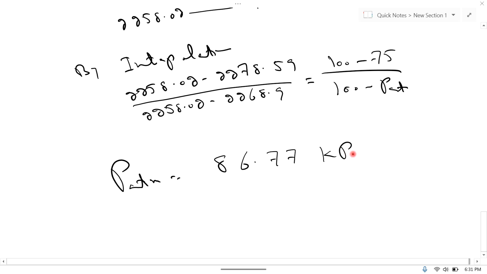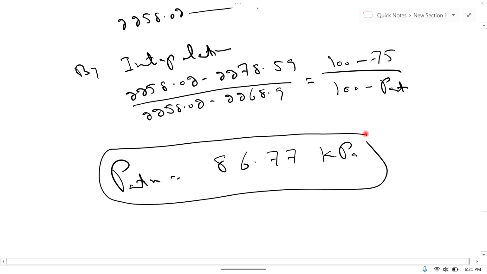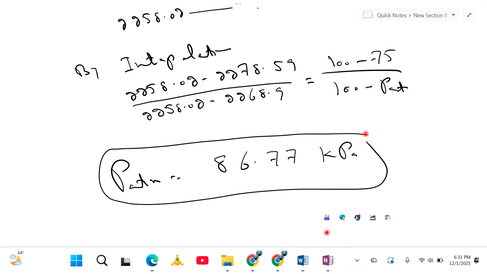86.77 kilopascal. So this is the end of the problem.